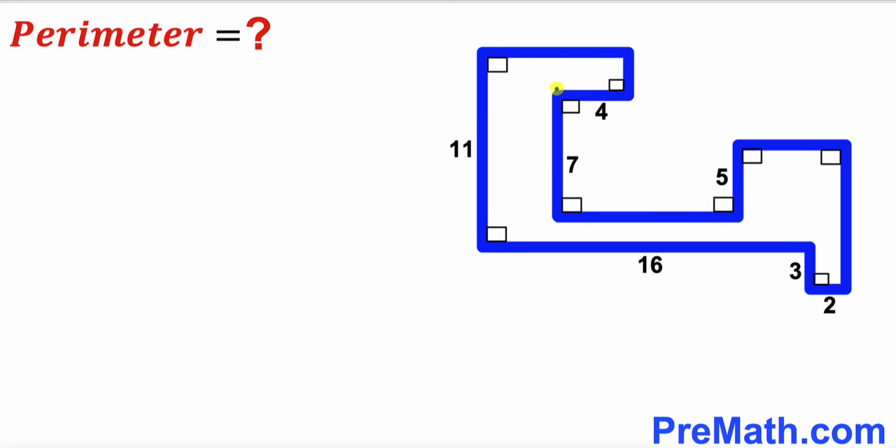And furthermore, this horizontal segment length is 4 units. This tiny horizontal length is 2 units. And finally, this horizontal length is 16 units. And now our task is to calculate the perimeter of this polygon.